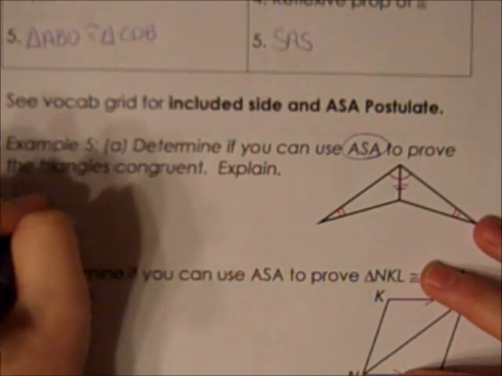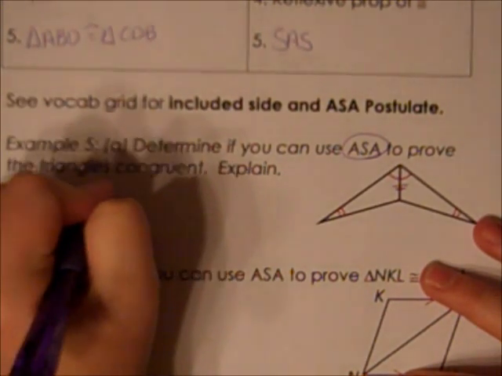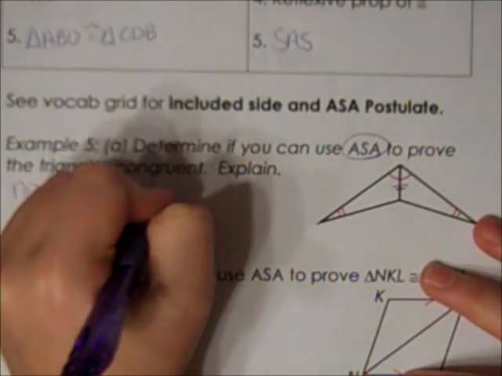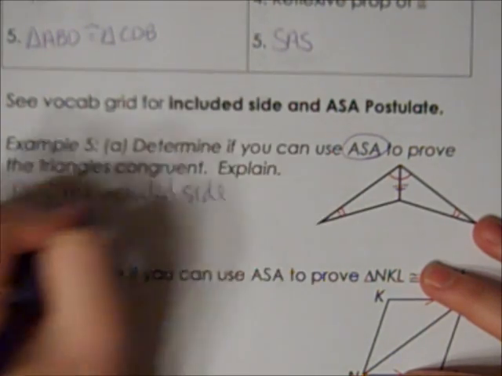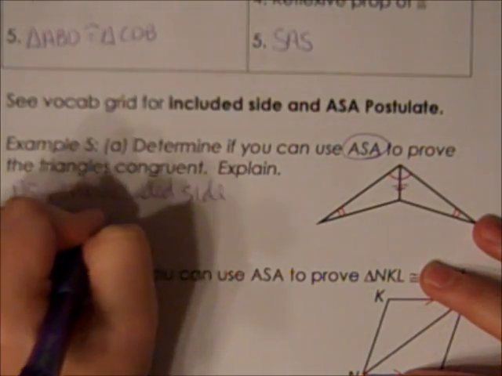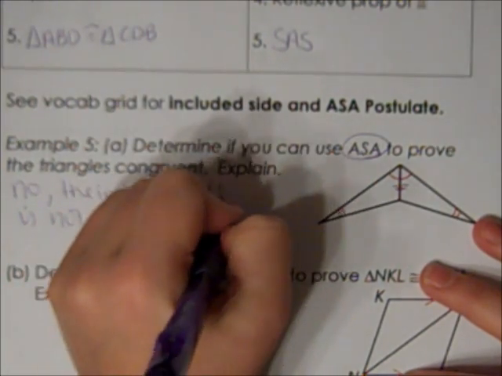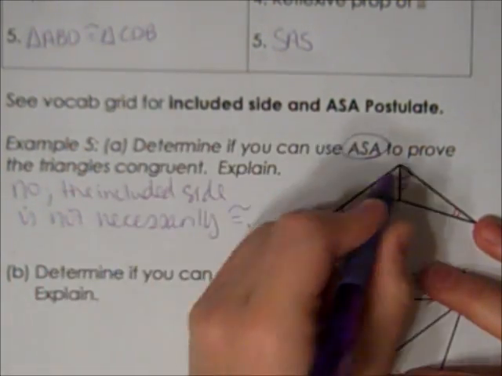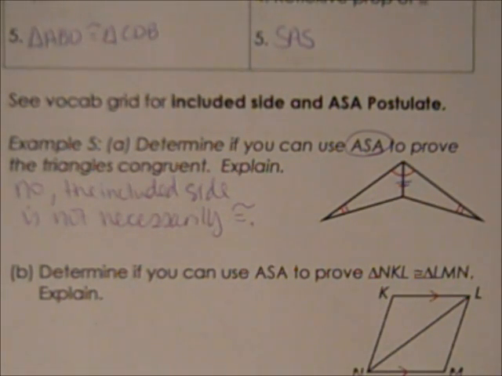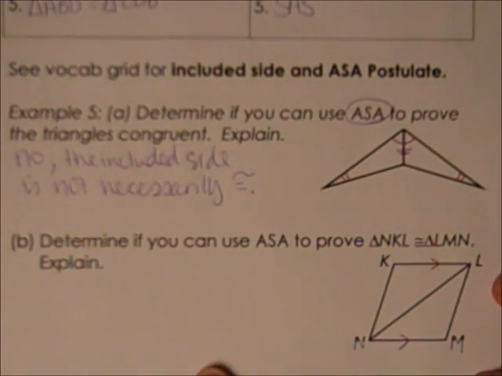So you would say no, the included side is not necessarily congruent. They gave us the non-included side and I wanted the included side. Okay, B, same story. Determine if you can do that.